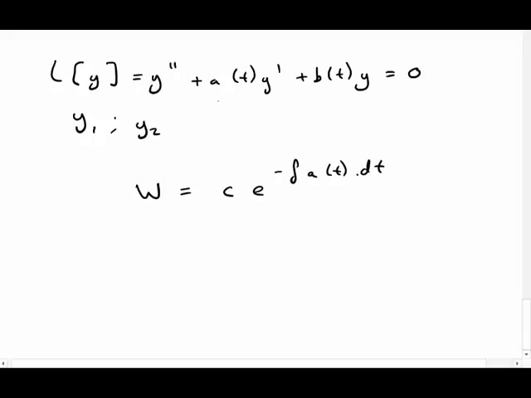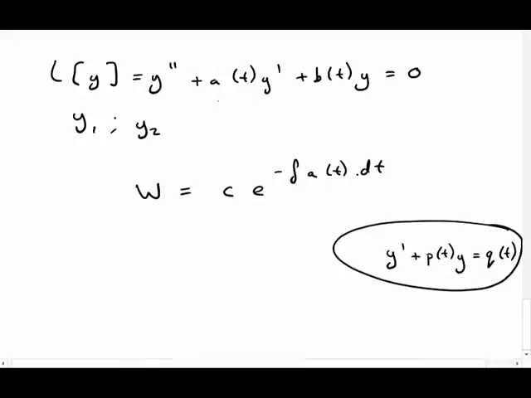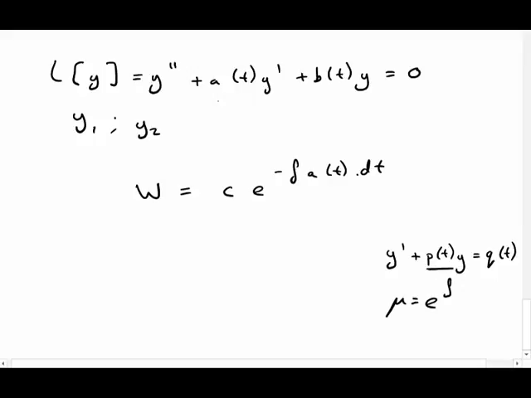So for a first order differential equation, the integrating factor is given by mu equals e to the integral of this coefficient here, p of t dt. Well, here it looks remarkably similar. But basically the Wronskian is given by that.